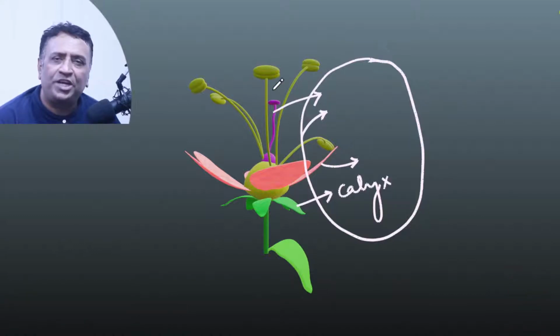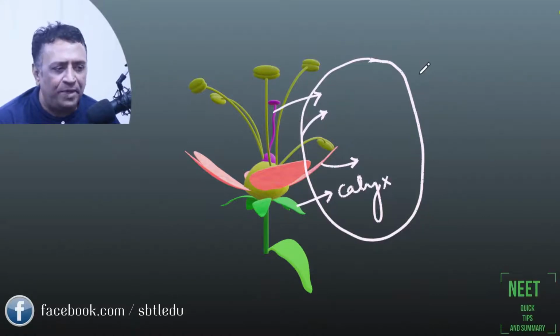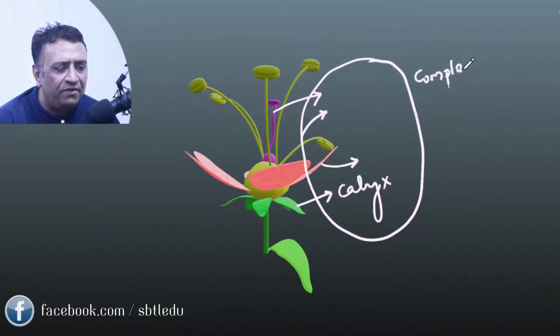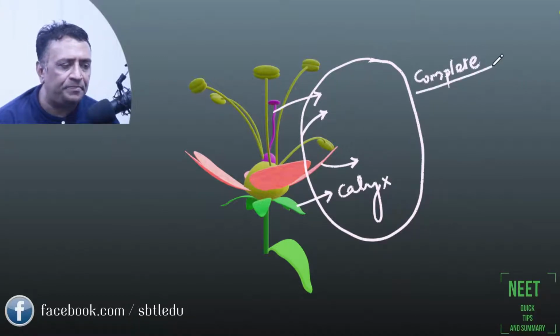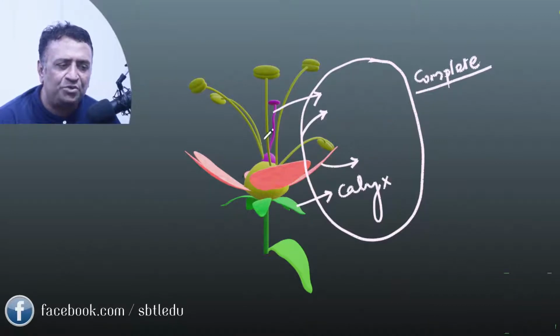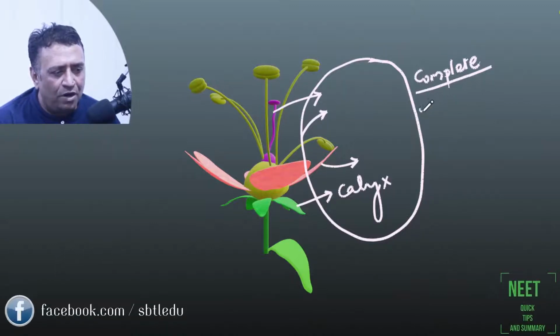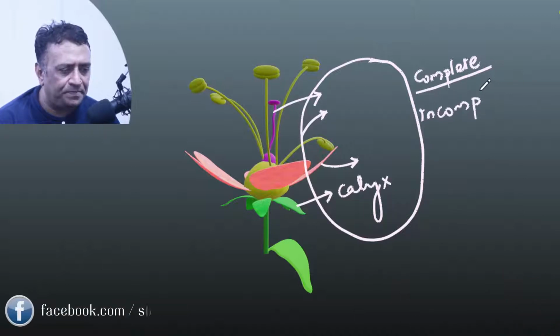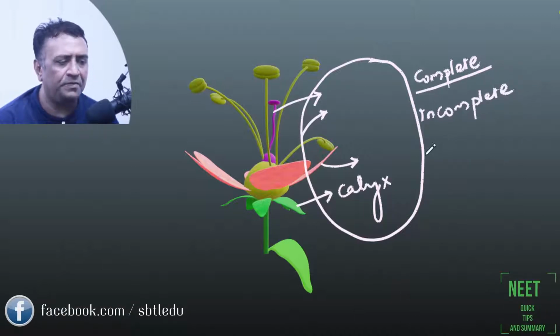Those flowers which have all these floral whorls are called complete flowers. And those flowers which lack any of them are called incomplete flowers. Fine.